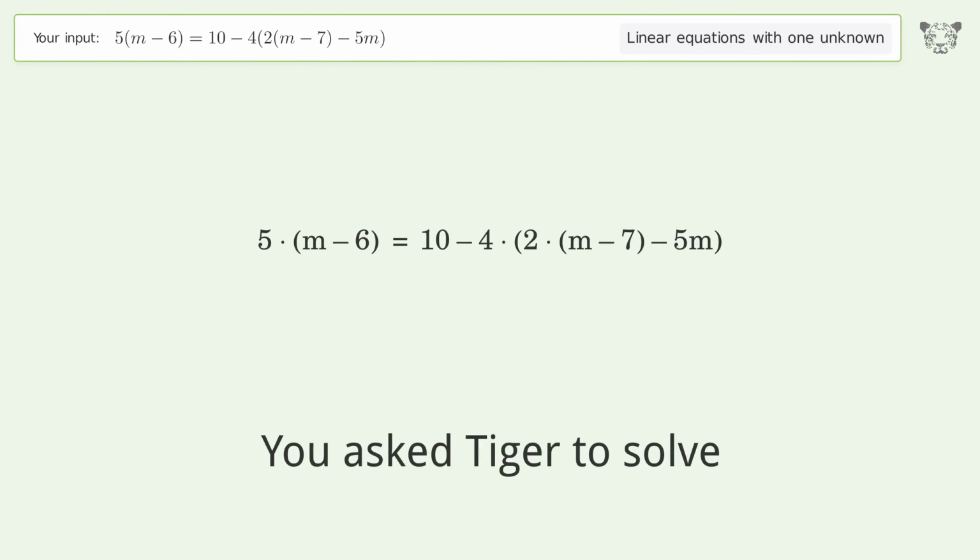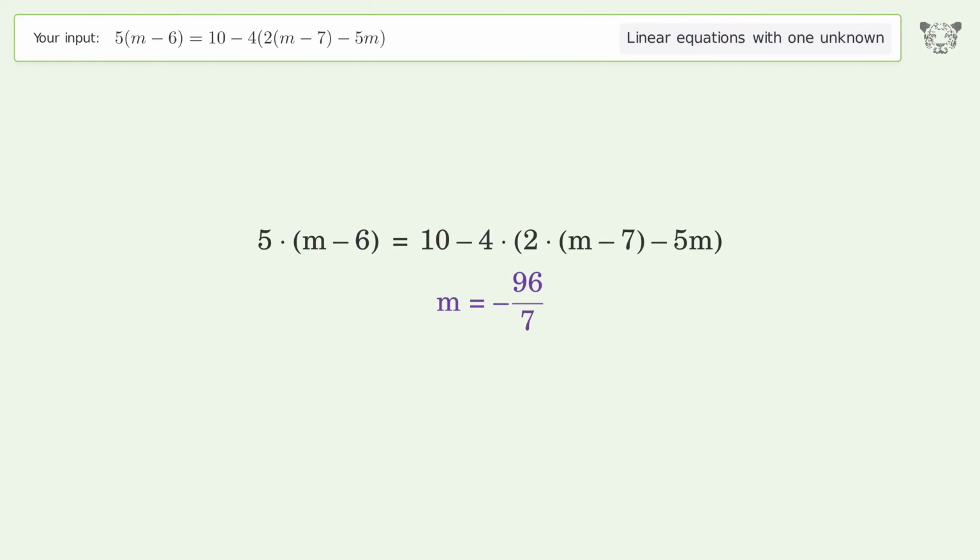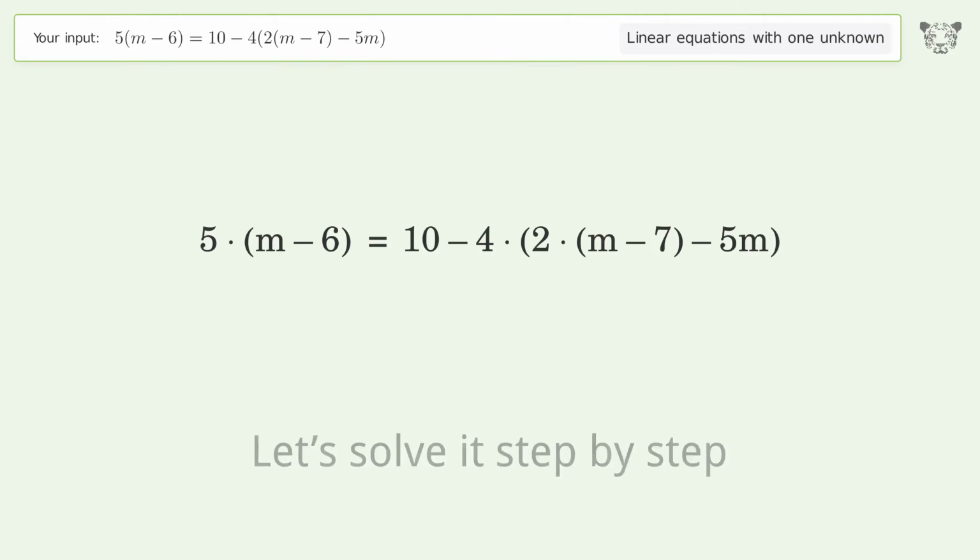You ask Tiger to solve. This deals with linear equations with one unknown. The final result is m equals -96/7. Let's solve it step by step.